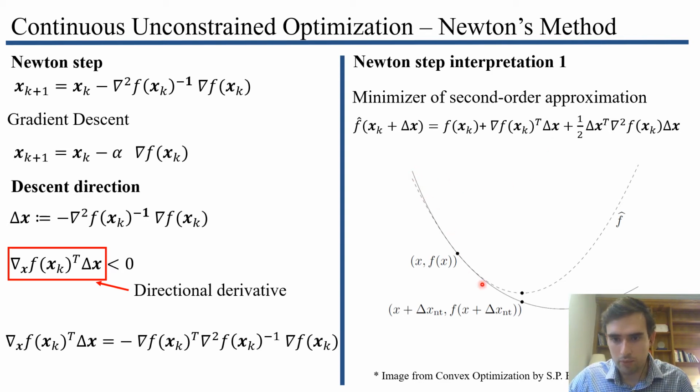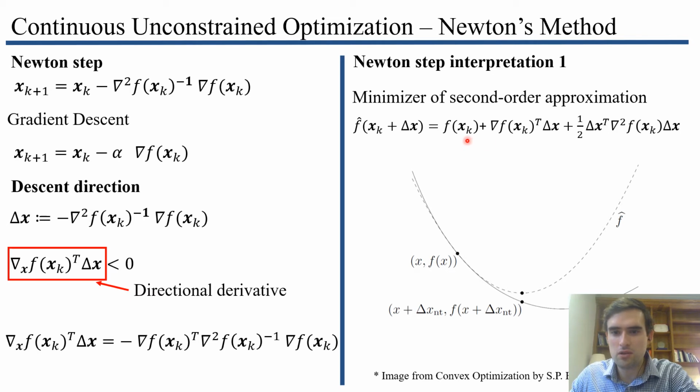I borrowed this picture from the book Convex Optimization. The solid line here is our function, and this dashed line is our approximation. This is our current point. Around our current point, we make a second order approximation, which is this one over here, and we minimize that second order approximation. That's how we get our new point. Then around this point, we would make another second order approximation and minimize it again. And that's equivalent to Newton's method.